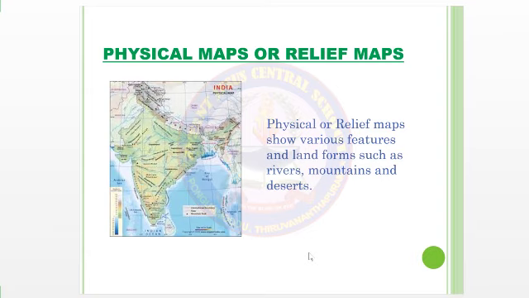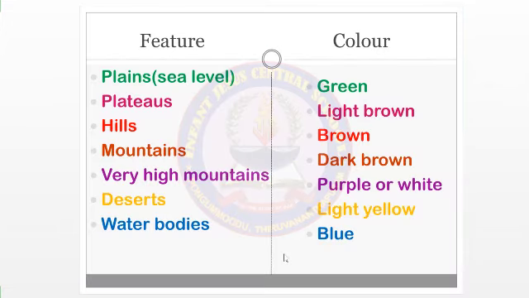First, we are going to study physical or relief maps. Physical or relief maps show various features and landforms such as rivers, mountains and deserts. These physical maps are usually colored in various shades of green, yellow, brown and blue to depict the different features. In this chart, we can see the commonly used system of colors.